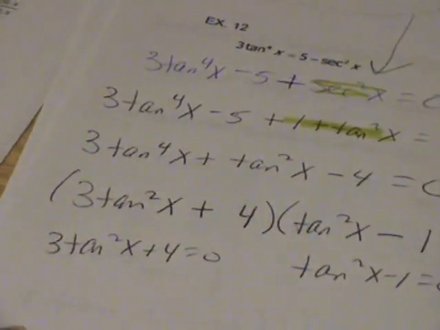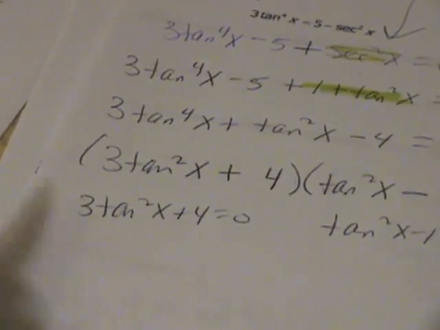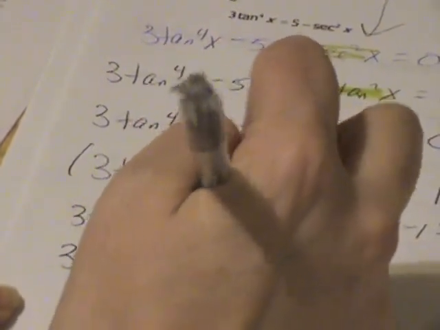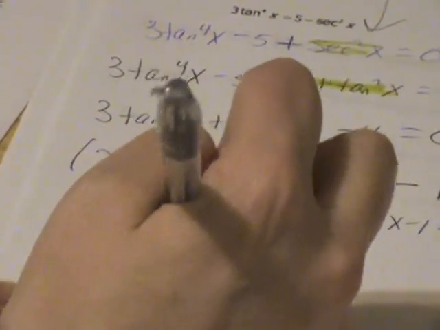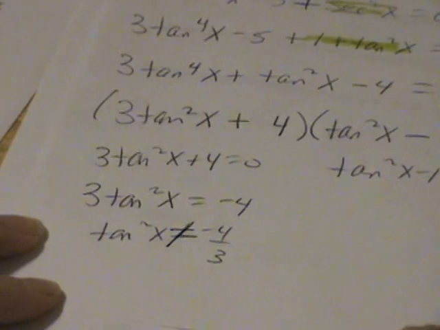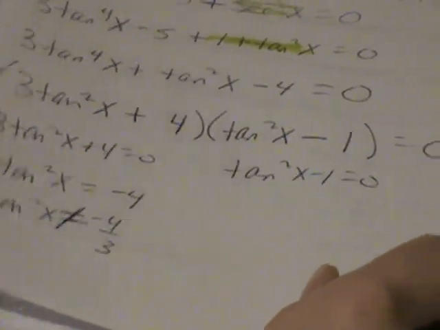Alright, set each factor equal to 0. So over here, I'm going to run out of room. I'm going to need to write on another sheet of paper, it looks like. Alright, so over here, three tangent squared equals negative 4. Tangent squared x is negative 4/3. What do you think about taking a square root of that? I think it's no good. I don't want to work with imaginaries. We're not working with imaginaries here. We are solving between 0 and 2 pi, and imaginaries don't fit there.